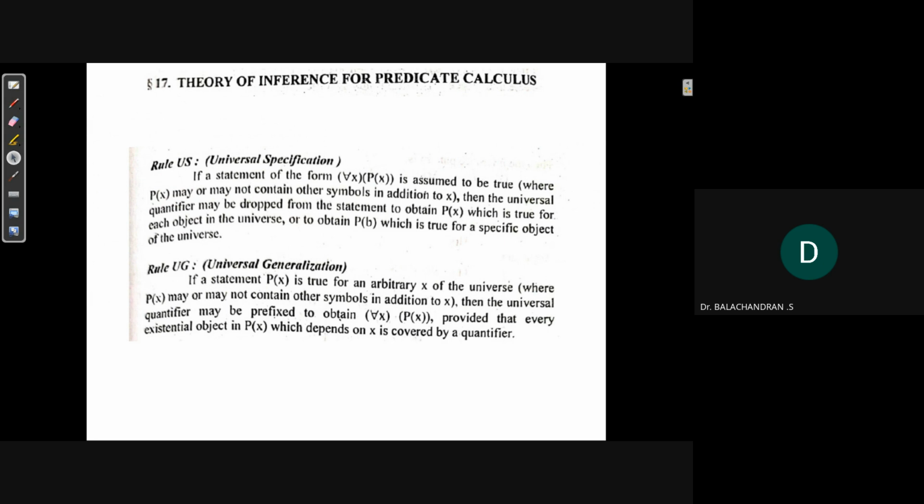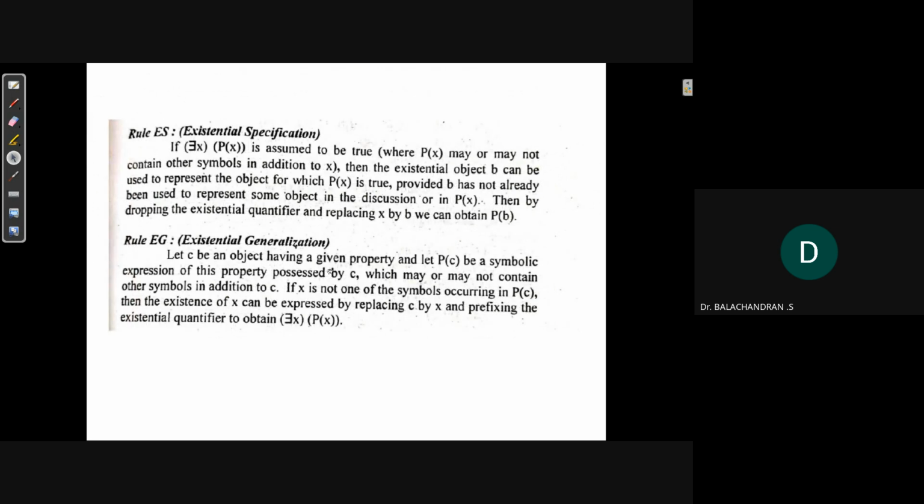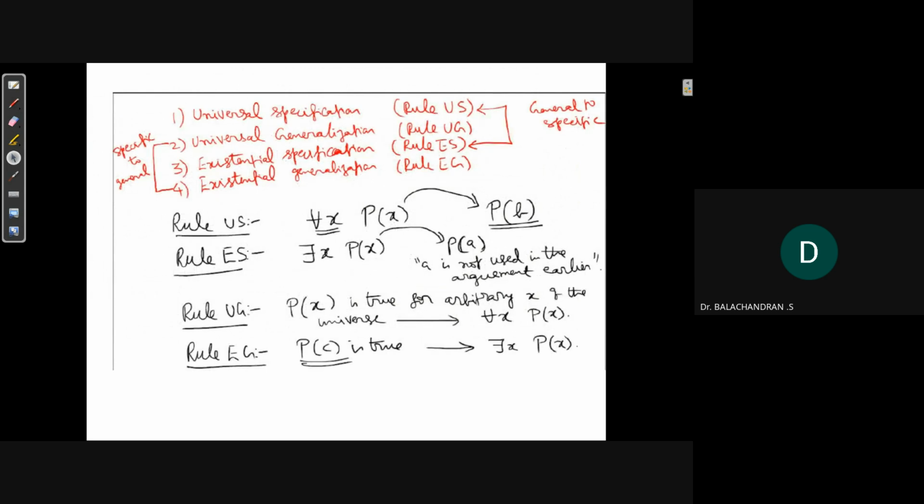Actually, these rules: rule US means universal specification. Rule UG means universal generalization. Rule ES means existential specification. Rule EG means existential generalization. So there are four rules. Okay, so here the same thing.